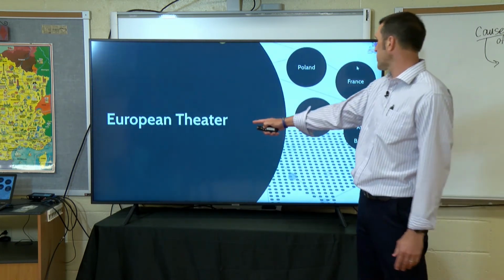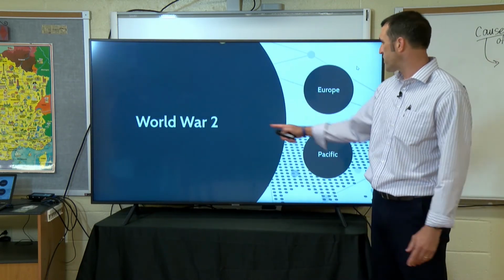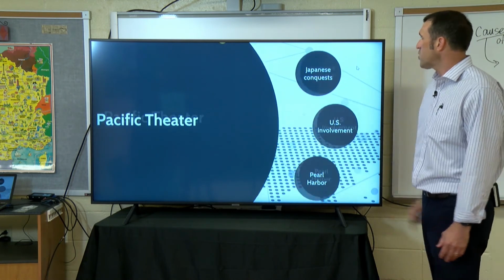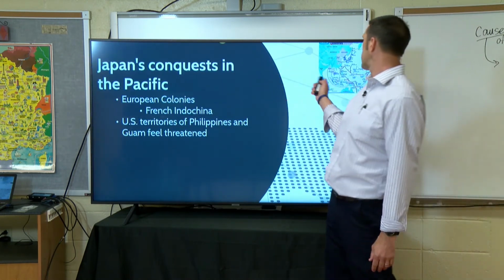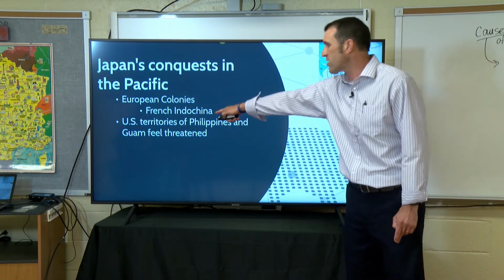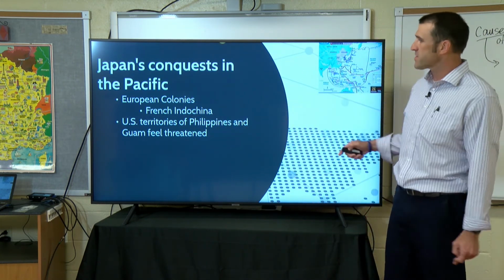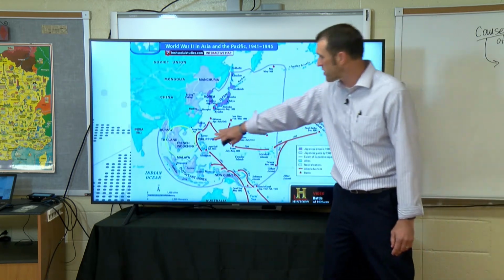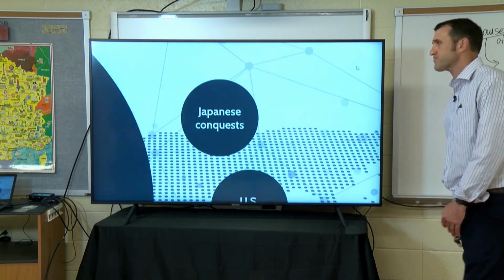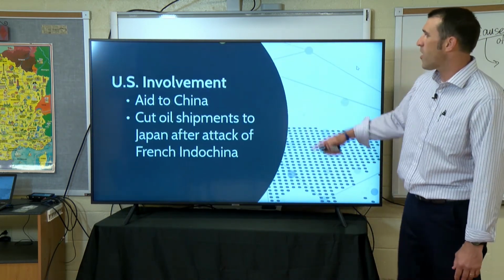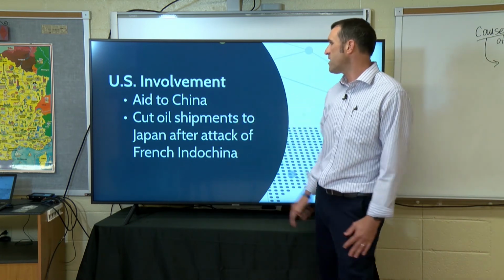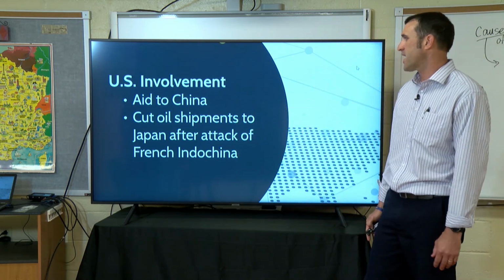Let's take a quick look at the Pacific theater, and we'll try this as quickly as possible. Well, the Japanese began to look at European colonies in the Pacific. They conquered French Indochina, and obviously the U.S. territories of the Philippines and Guam were threatened, but they took French Indochina. U.S. involvement, we're going to send aid to China. Well, that didn't help. When they attacked French Indochina, the U.S. cut oil shipments to Japan after the attack.